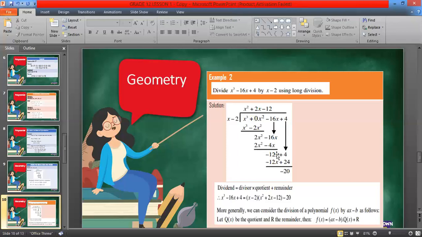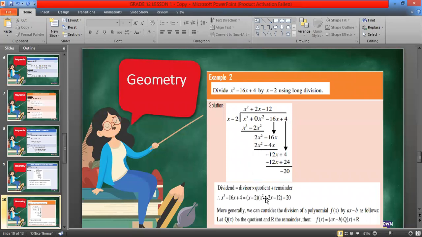Then you start again. Negative 12x divided by x leaves you with negative 12. So you put negative 12 in the answer. What are you going to do with it? You use it to multiply both of these terms. Negative 12 times x is negative 12x, right under the x. Negative 12 times negative 2 gives you positive 24. Then you subtract again: minus 12x minus minus 12x is minus 12x plus 12x, and that gives us 0. And then 4 minus 24 will give you negative 20.